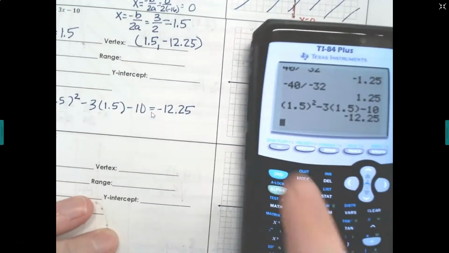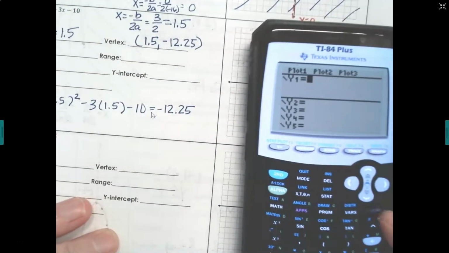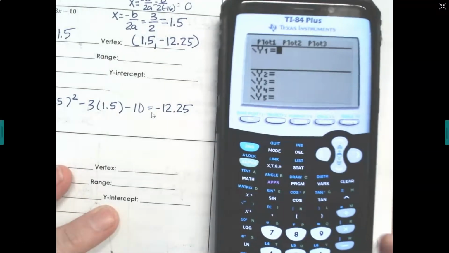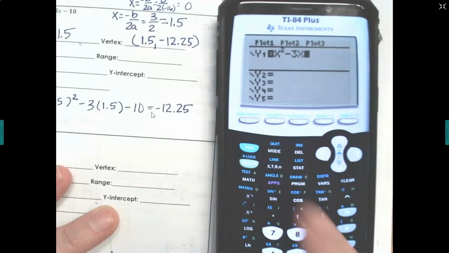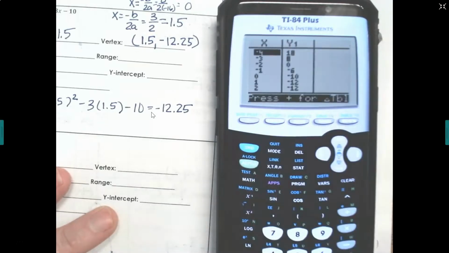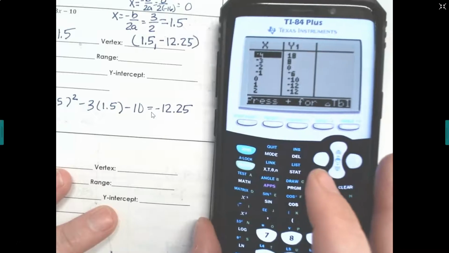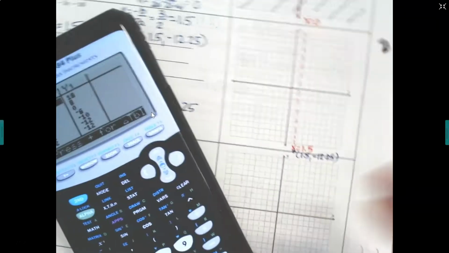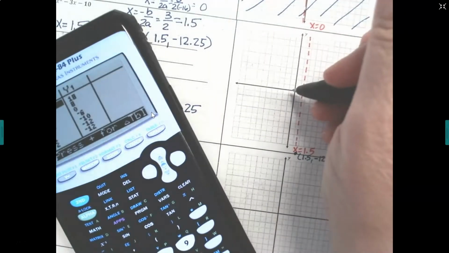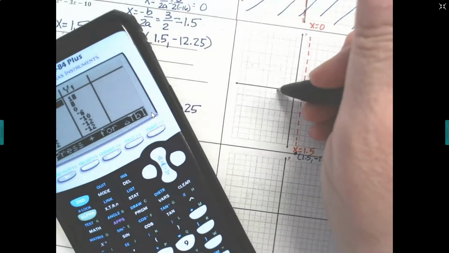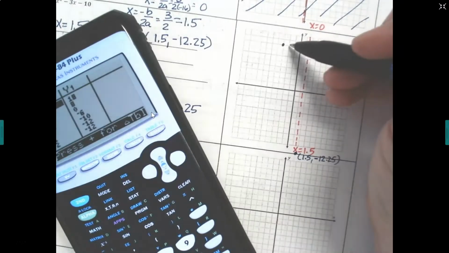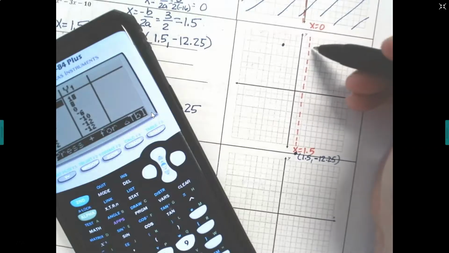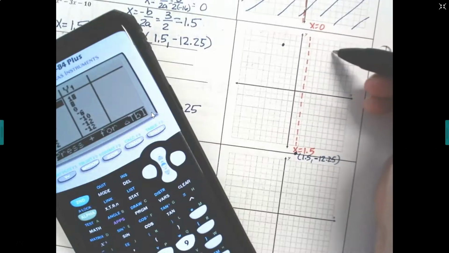Okay, so we're going to go back into our y equals, clear out what's in there. X squared minus 3x minus 10. Go look at our table of values and just get some numbers. So I've got negative 3, positive 8. So negative 1, 2, 3, 1, 2, 3, 4, 5, 6, 7, 8. And it is 1, 2, 3, 4 in a little bit. So 1, 2, 3, 4.